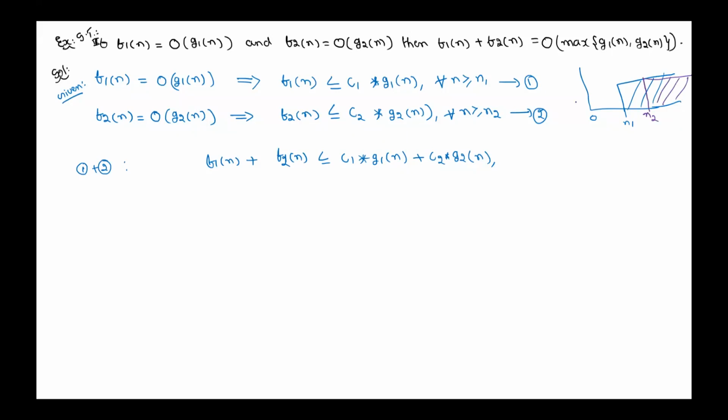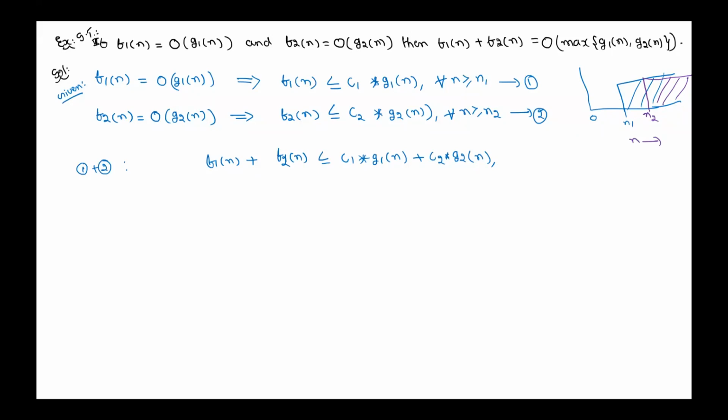Now the combination will be true for which values of n? N2, above n2. From n2 onwards it is true, or n1 onwards it is true? N2 onwards. Why?